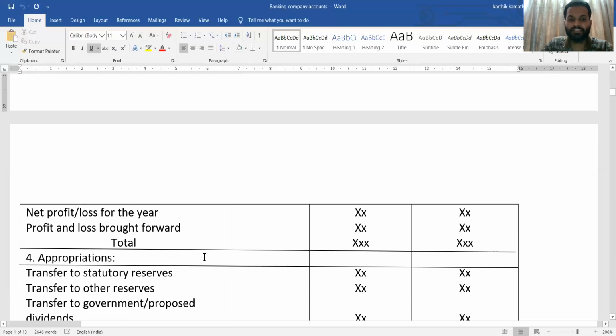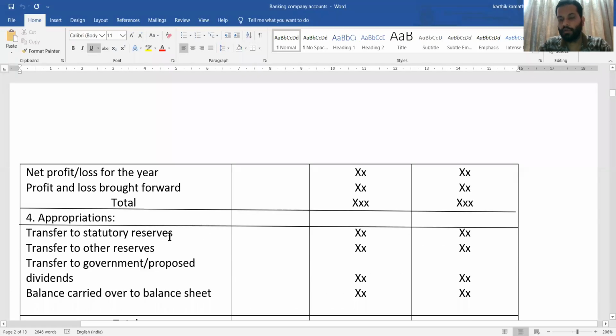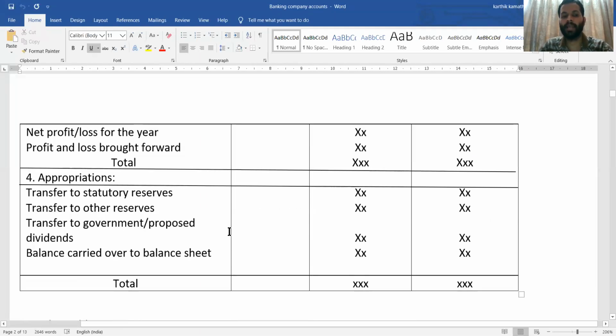In appropriation, the first thing is transfer to statutory reserve. The rule under section 17 is that 20% needs to be transferred to statutory reserve. Of what amount? The amount you get right under the third head, after all adjustments. On that you take 20%. Even if it is not mentioned, we consider 20%. That is for statutory reserve. Then transfer to other reserves: if any other reserve information is mentioned, you need to transfer that also. Then transfer to government and proposed dividend.